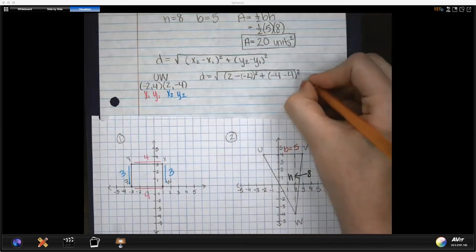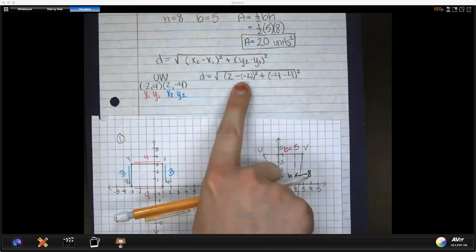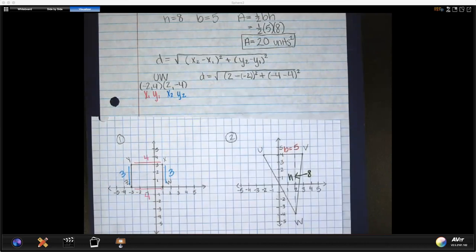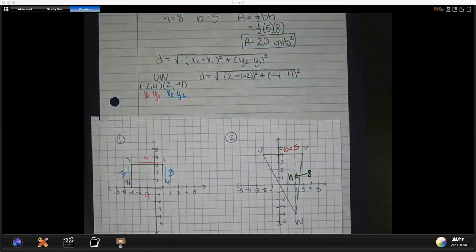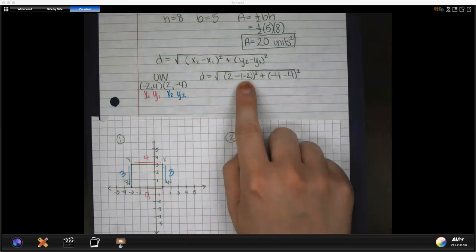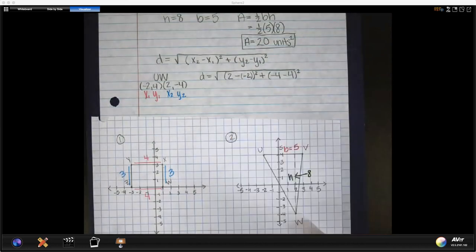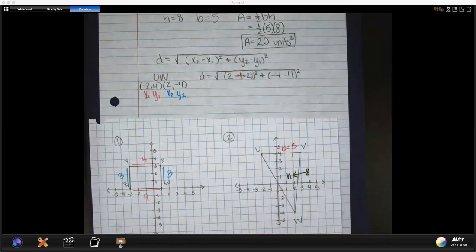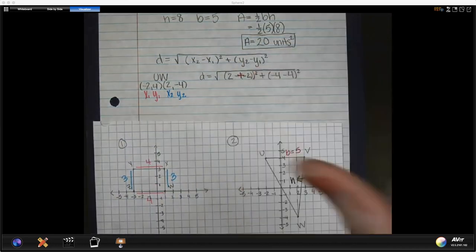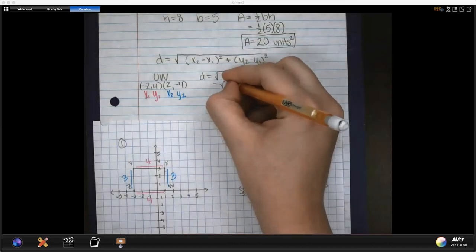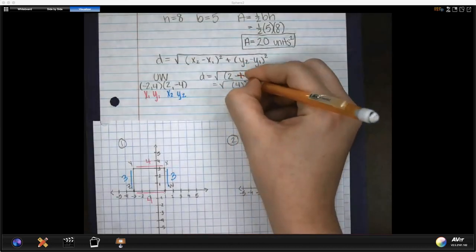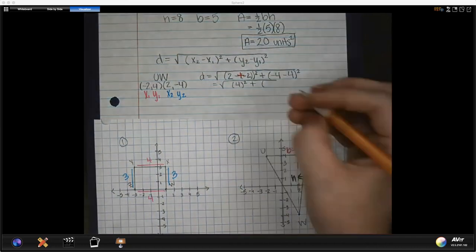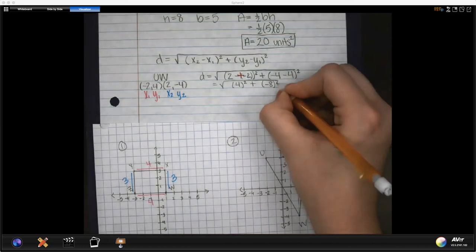So remember, the formula is always minus. The only time it turns plus is if you're subtracting a negative. Okay, so remember, a double negative means that it turns into a positive. And then we have 2 plus 2. So 4 squared plus, what's -4 minus 4? -8.